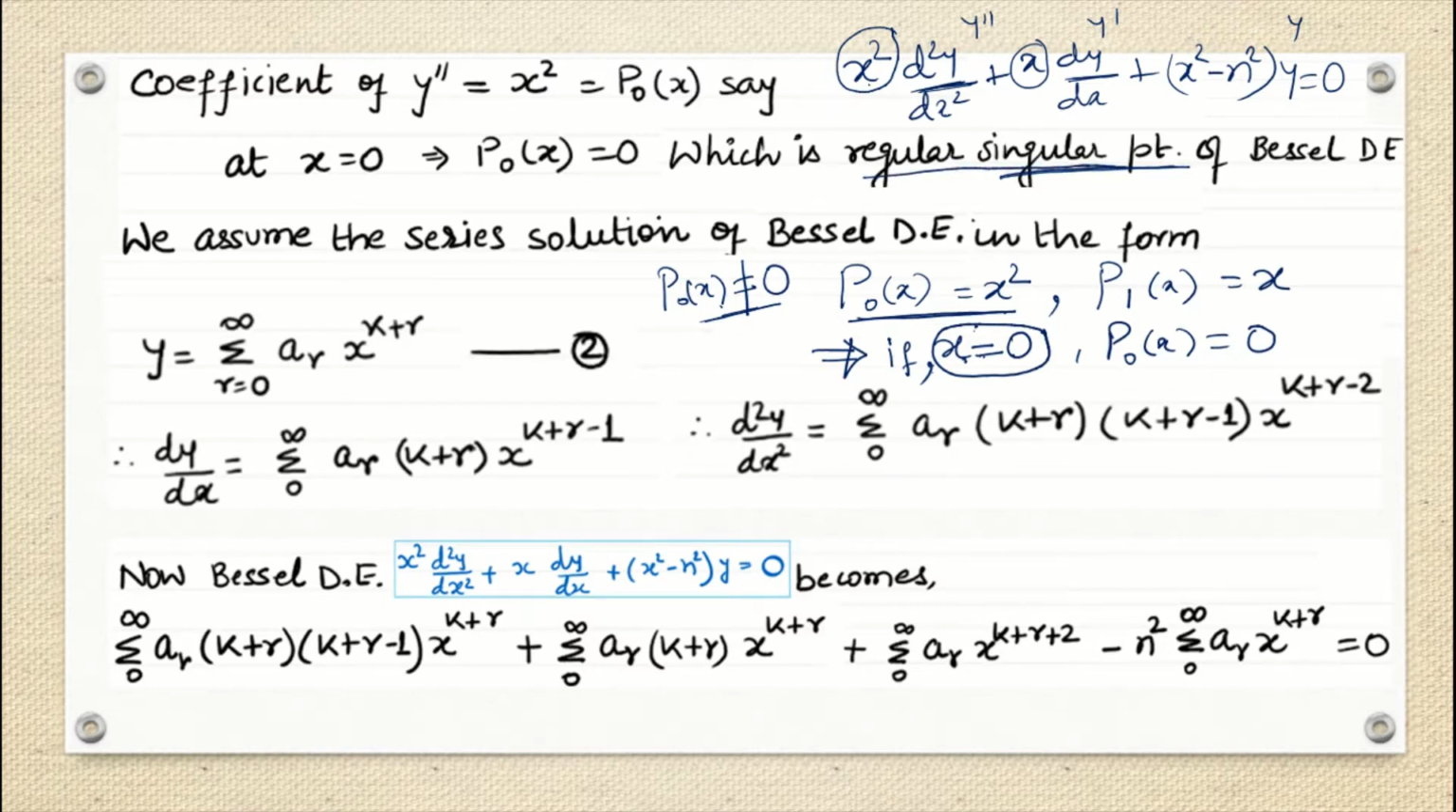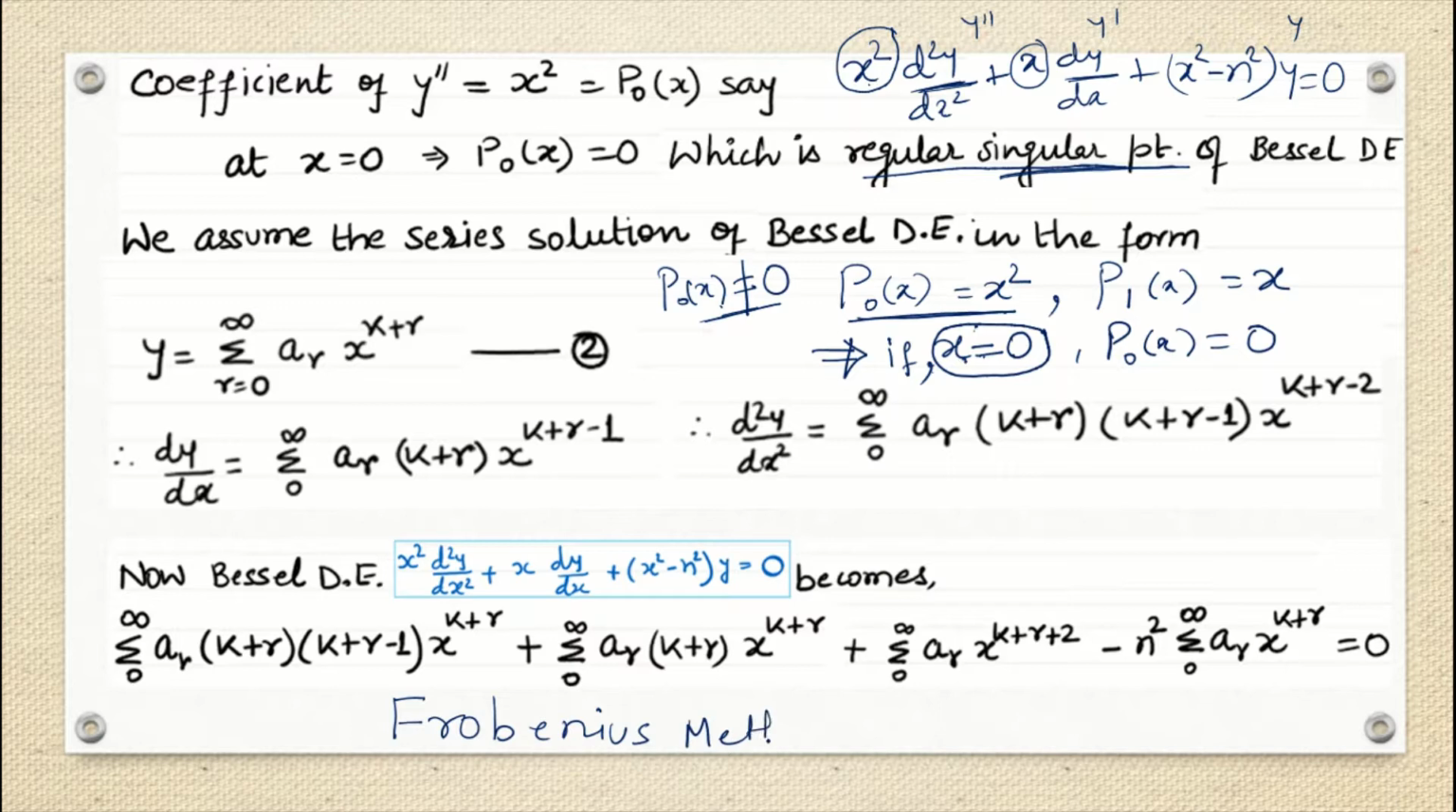And why are we interested in finding out whether this point is a regular singular point or not? Because if it is a regular singular point, then we will be using the Frobenius method to solve this Bessel differential equation. So what is actually the Frobenius method? This is nothing but the series method, but it is called the generalized series method. I'll just write this down. What we are following is the Frobenius method.